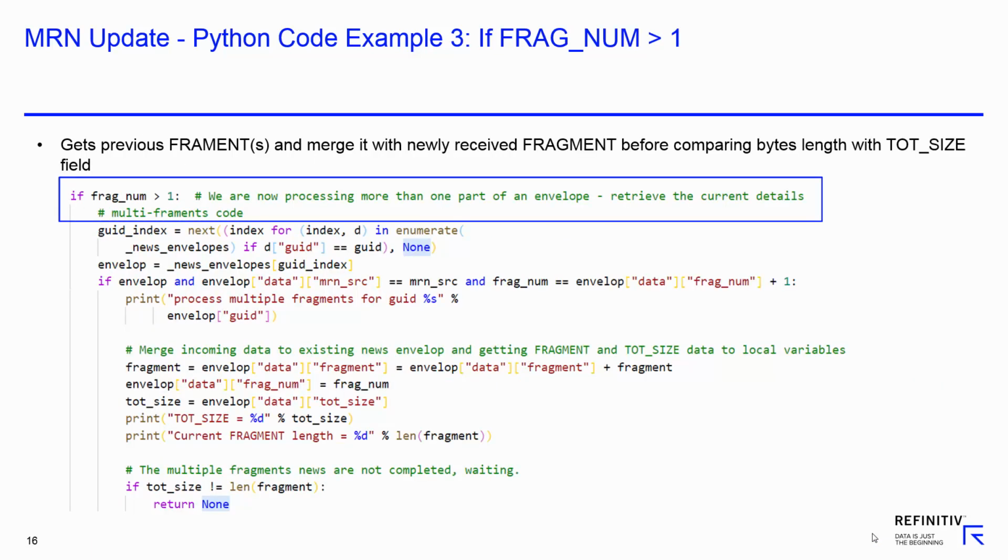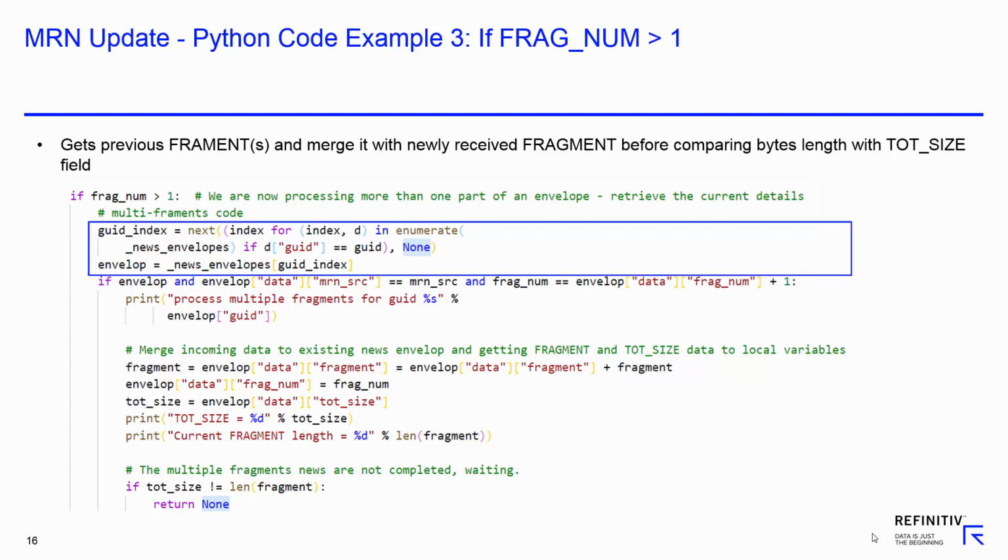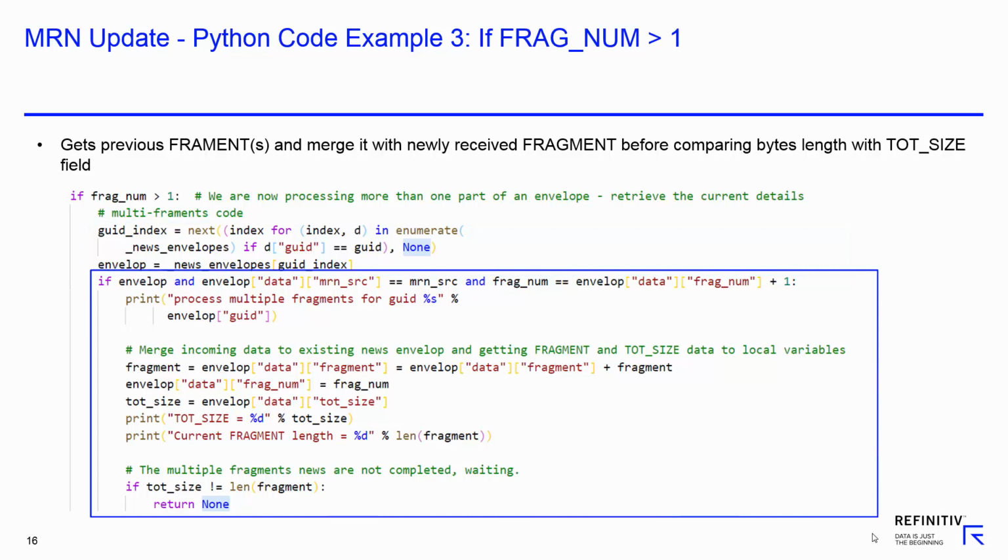Next, if the FRAGNUM value is greater than 1, it means this is a subsequent fragment. The application gets previous fragments of the same news from an object, then merges them with the incoming decoded fragment before comparing the current fragment byte length with the total size field value. Please note that all update messages for the same news must have the same UID and MRN source field value, and the FRAGNUM value must be ordered.